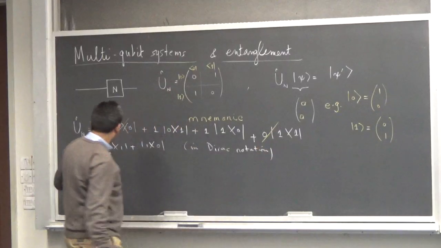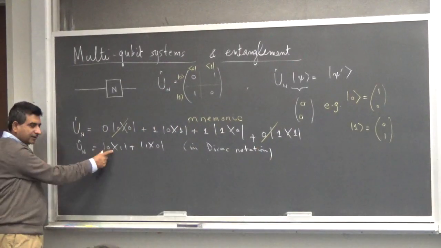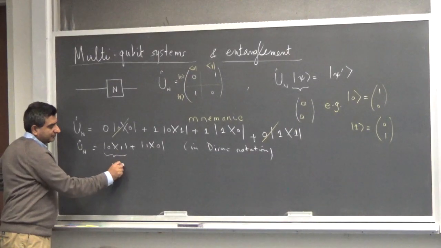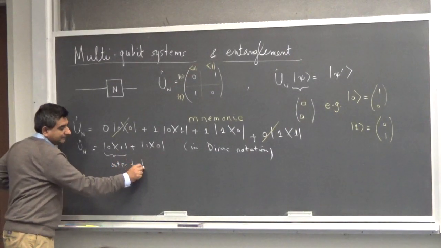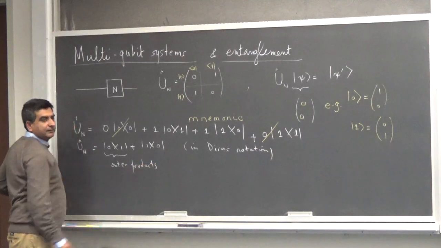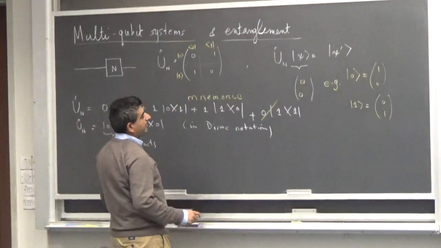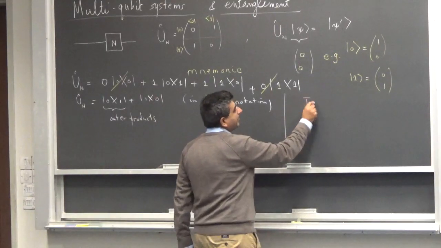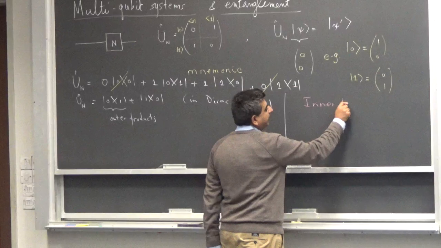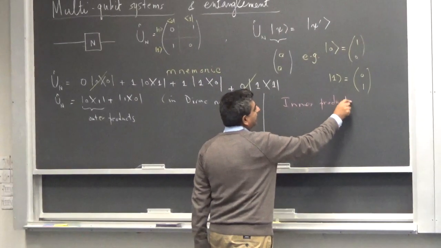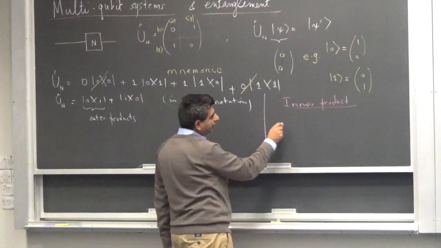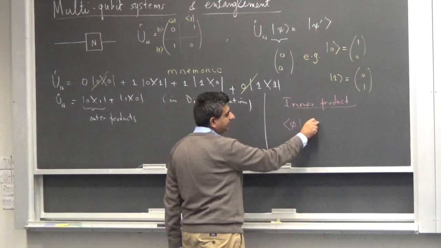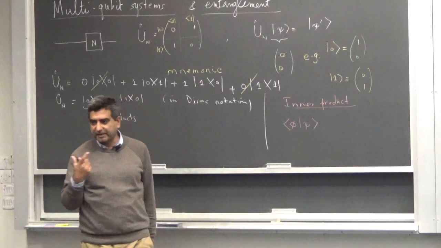And objects of this kind which have a ket followed by a bra are called outer products. An inner product, on the other hand, you've already seen inner products. An inner product is just a scalar. So in the inner product, you first write the bra, say some phi, and then a ket. This is a scalar, this is a number.